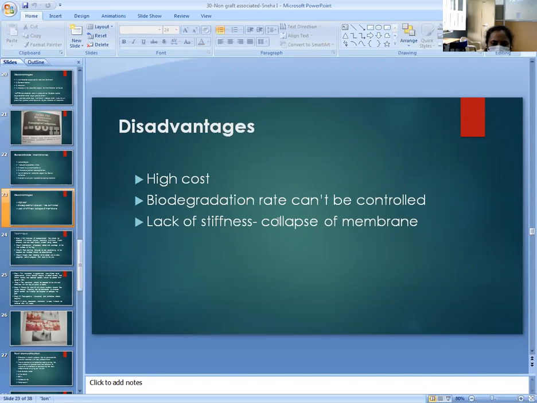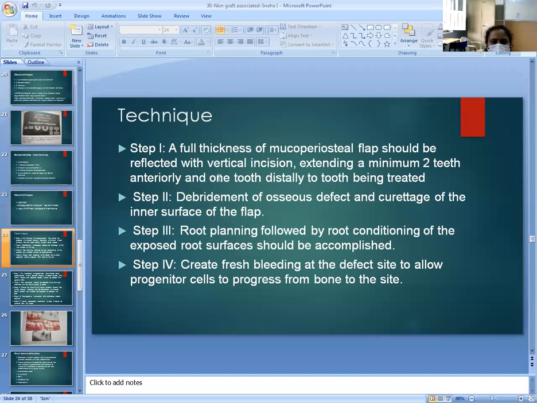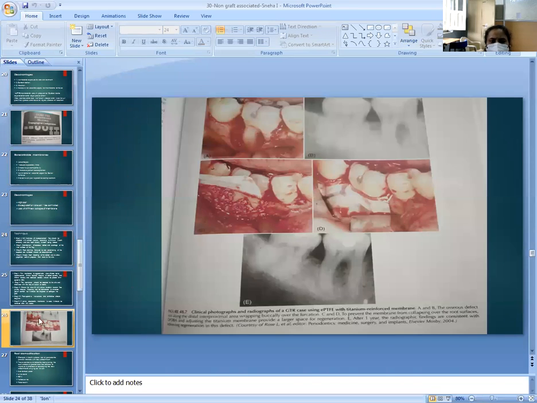Then the technique. This is the surgical procedure in which a full thickness flap should always be reflected. Whenever you are going for any kind of regenerative surgical procedure, a full thickness mucoperiosteal flap is reflected. This is bone here. This is a defect. You can see a well-contained defect, a 3-wall defect. Slightly the buccal wall is not there, but partially it is a combined type of defect where vertically this wall is also present, this wall is present, and partially this buccal wall is also present.